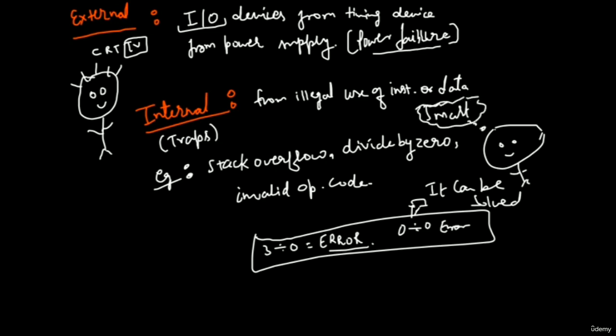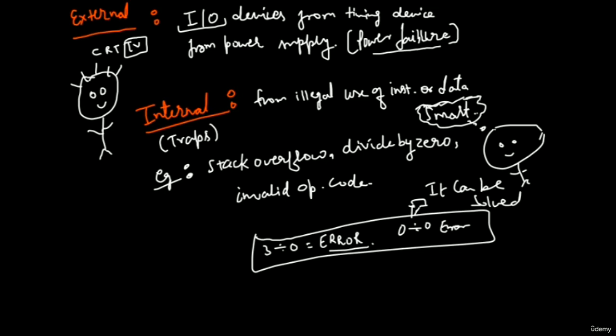So I am smart. Well, I am means you are all smart. Why? Very easy, I am teaching you. So you are smart enough to grasp all that knowledge that I am going to give you, and I am presenting it continuously. So this is about the internal interrupt. It comes from the illegal use of instructions or data, called traps.